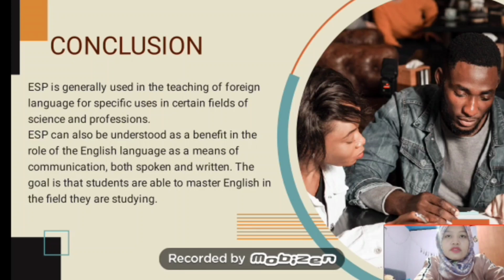And next, conclusion. ESP is generally used in the teaching of foreign language for specific uses in certain fields of skills and profession. ESP can also be understood as a benefit in the role of the English language as a means of communication, both spoken and written. The goal is that students are able to master English in the field they are studying.